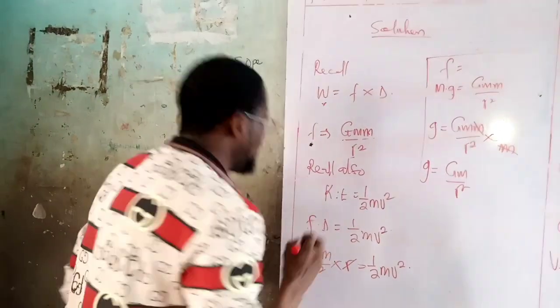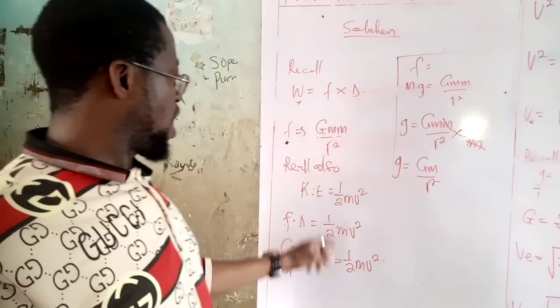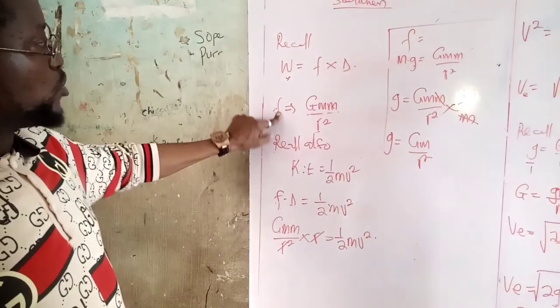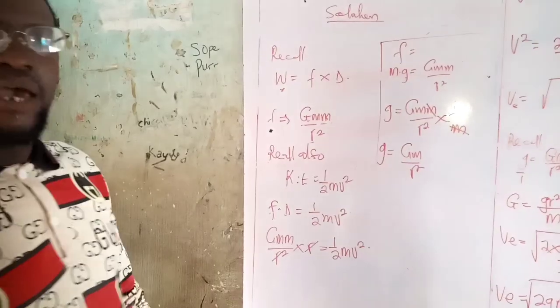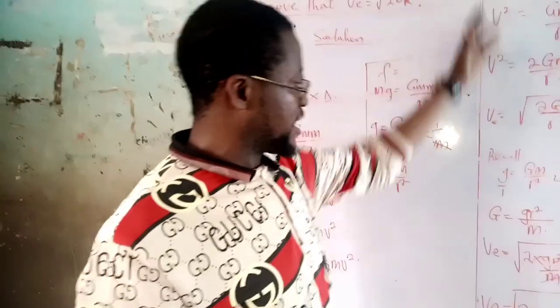is correct. Our work done, which is force times distance, is equal to half mv squared. Then I have told you to recall force as GMm over r squared. Our distance is also r. So by the time you follow the analysis, then this is what we arrive at.